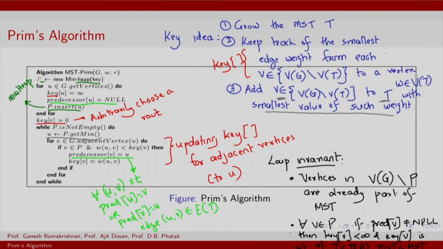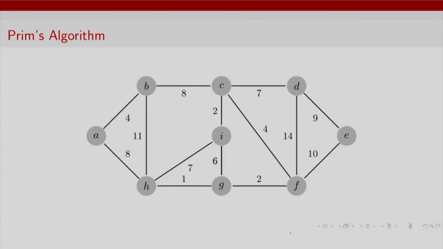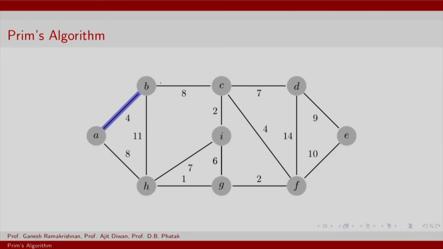Let us see Prim's algorithm in action. We are going to arbitrarily choose a root. Let us say we choose A to be the root. The vertices that are adjacent to A will have their keys updated. So B will have its key updated. The smallest path to any node in the existing spanning tree is 4. So this is how you grow the tree, starting from the root A. Now you add B as well.